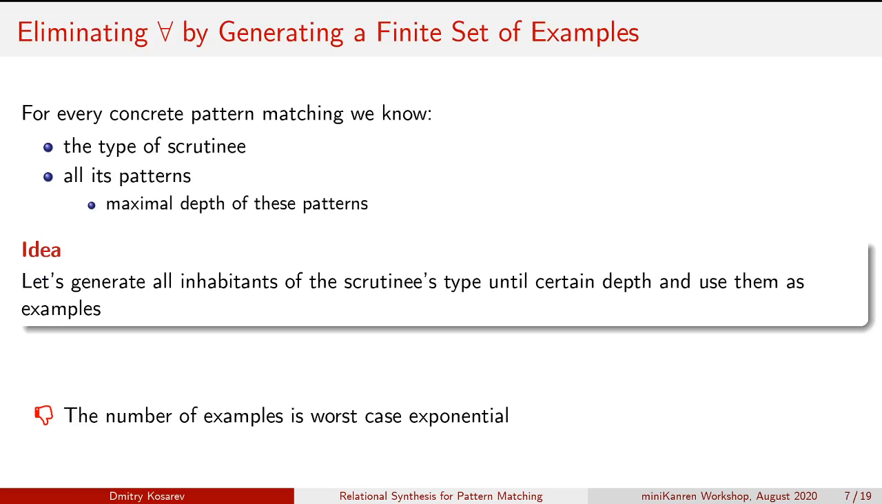For every concrete pattern matching, we know the type of scrutiny, the patterns used in this pattern matching, and we can compute maximal depth of these patterns. The idea is to enumerate all inhabitants of scrutiny's type until certain depth. Use them as examples and replace universal quantifier by a finite conjunction. There is a possible performance problem because the number of examples can be, in worst case, exponential.